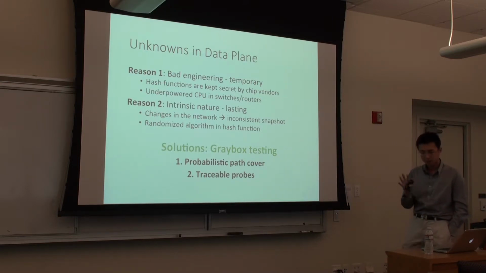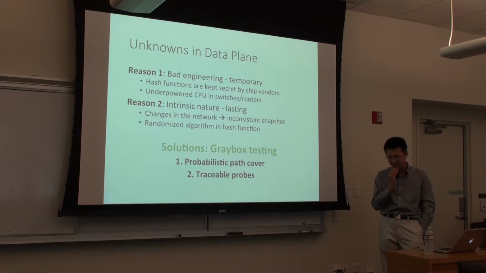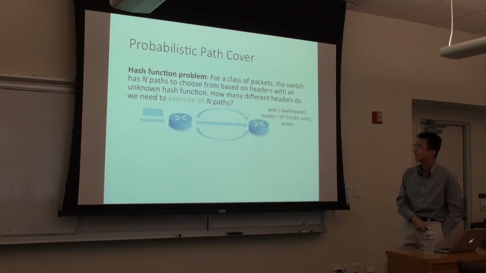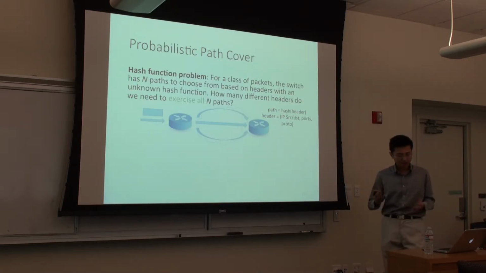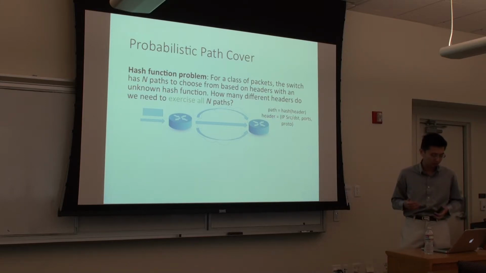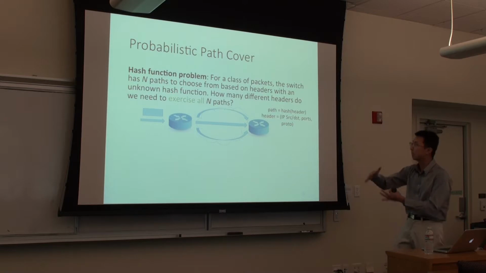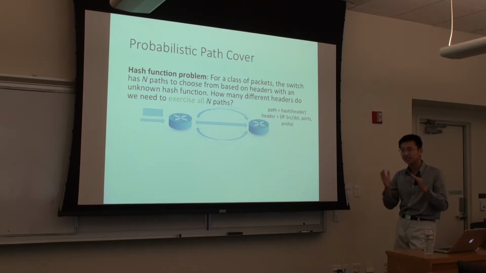And here I just describe two of the many gray box testing techniques I use in NetSona. The first one is called probabilistic path cover, and the second one is called traceable probes. So probabilistic path cover solves the hash function problem. For a class of packets, the switch has n paths to choose from based on the headers with an unknown hash function. How many different headers do we need to exercise all n paths?